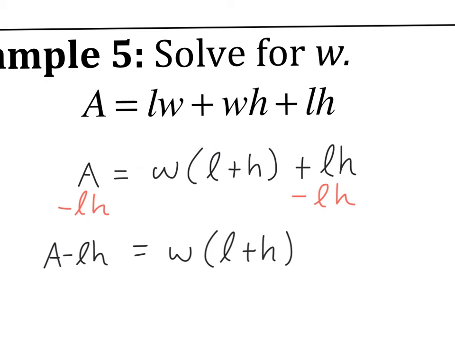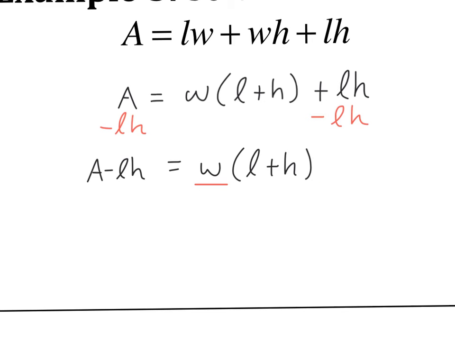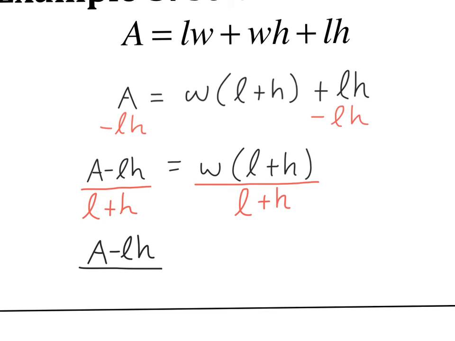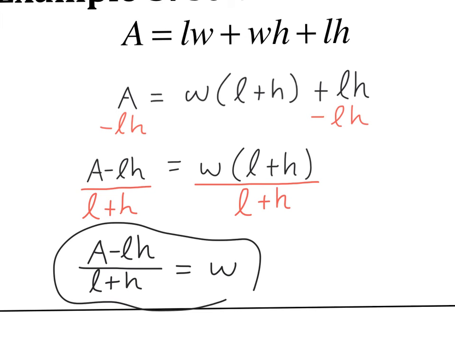Like so. All right, now the last thing I need to do is get W by itself by dividing by L plus H. So divide the whole thing by L plus H. So here's my final answer: A minus LH divided by L plus H is equal to W. Now that might not seem helpful. Maybe you're just saying, that's a lot of work, didn't get me anywhere. Well, what it got me was W by itself. So if I knew A, L, and H, I could just substitute in. Pretty straightforward.